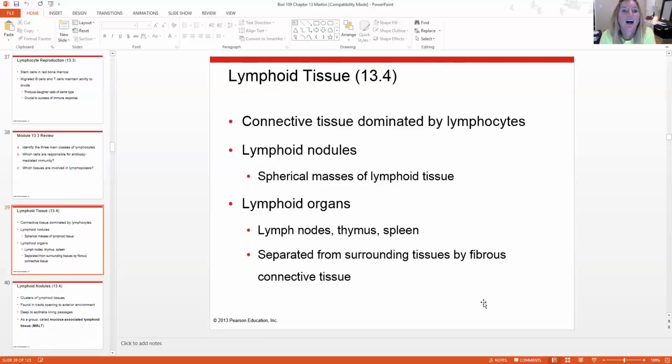Lymphoid tissue is connective tissue that's dominated by lymphocytes. So the majority of the cells within the lymphoid tissue are either T cells, B cells, or natural killer cells. There are also lymphoid nodules within the lymphoid tissue. These are just little masses of lymphoid tissue. Lymphoid organs are different. Lymphoid organs are things like lymph nodes, the thymus, and the spleen. These are separated from surrounding tissues by a fibrous connective tissue layer.